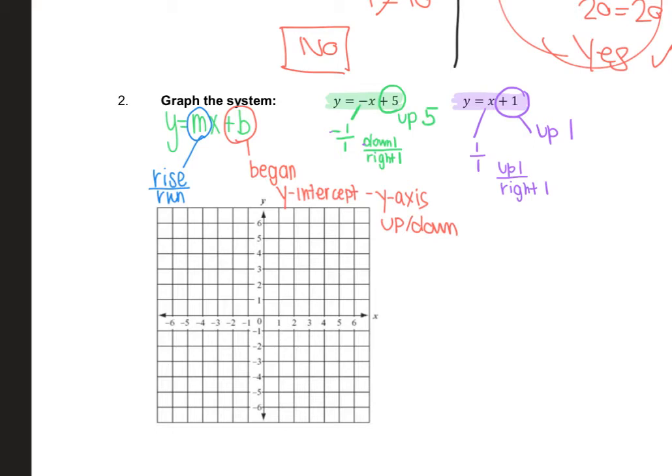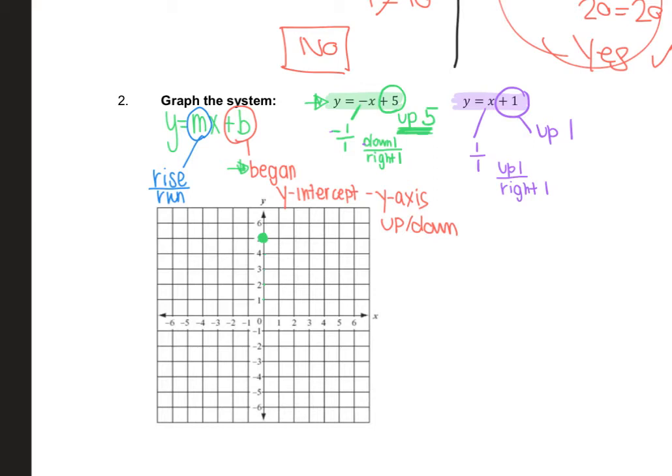So now let's graph. We're going to start here. We're going to graph this one first. This said I went up 5, and I always begin with my B. So I'm going to go up 5. 1, 2, 3, 4, 5. And I mark a dot. Then I'm going down 1, right 1.